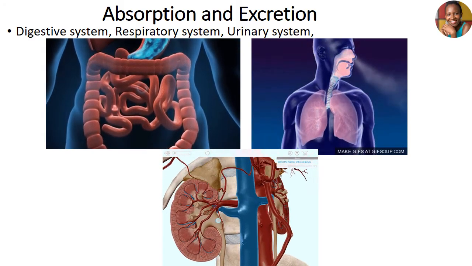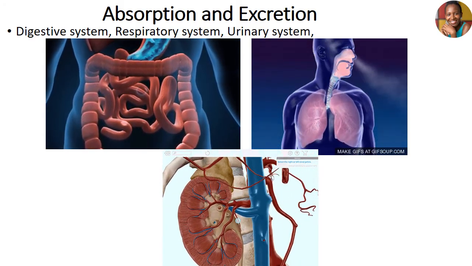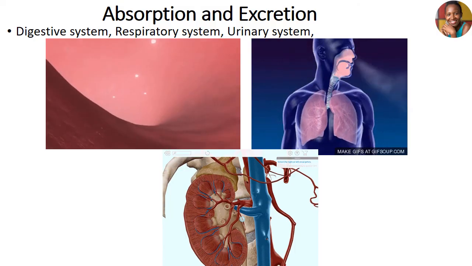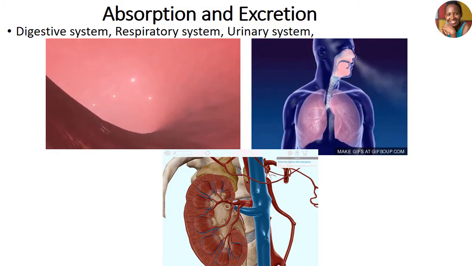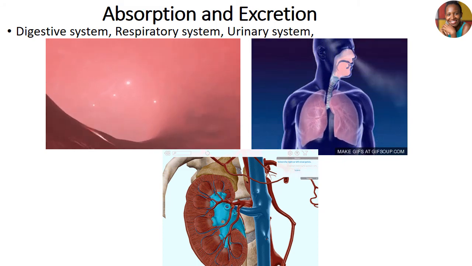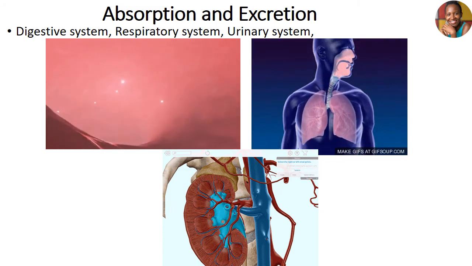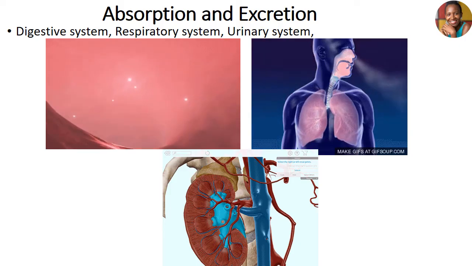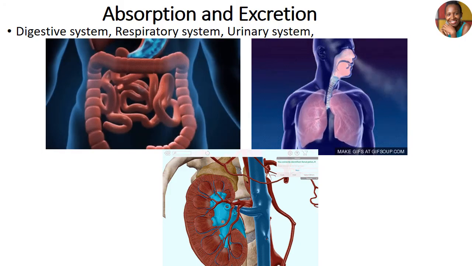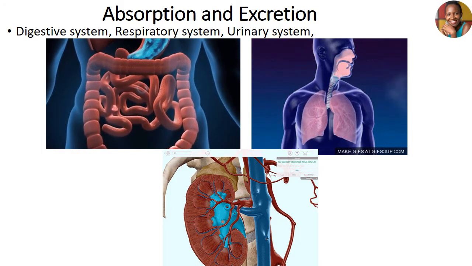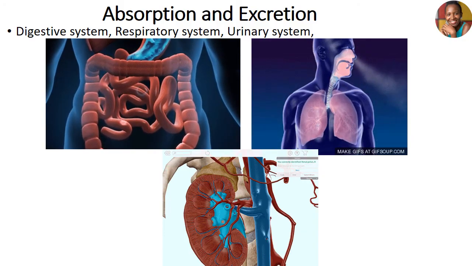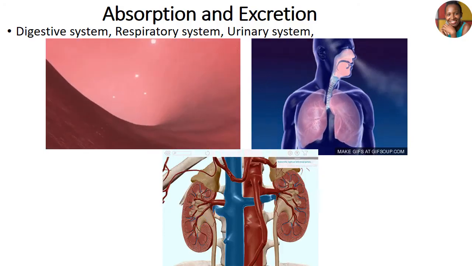The next category is absorption and excretion. The main agenda of this category is to allow us to take in very essential nutrients, but also release or excrete waste material. The system that participates in digestion, the digestive system, helps us break down complex substances into simple substances and allows them to be absorbed.